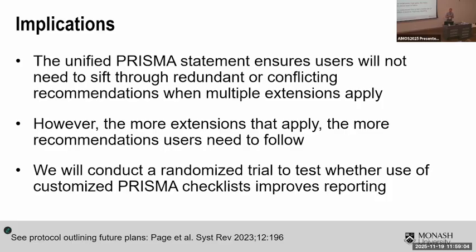And then as an additional step after this, we're creating some web applications that will enable people to create customized Prisma checklists where they can answer some questions about their review. Does it include NMA? Does it include IPD? And it will generate these customized checklists for them. And we're going to do a randomized trial with authors to see if this actually helps improve their reporting, or if they actually hate it. So we'll see what they say. That's it. Thank you.